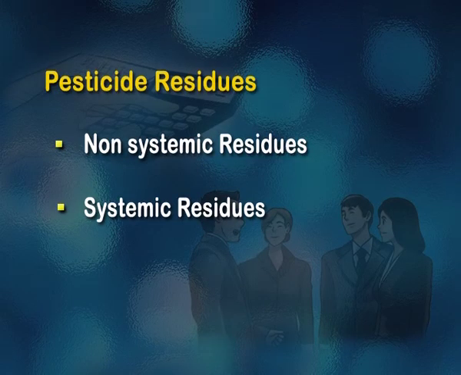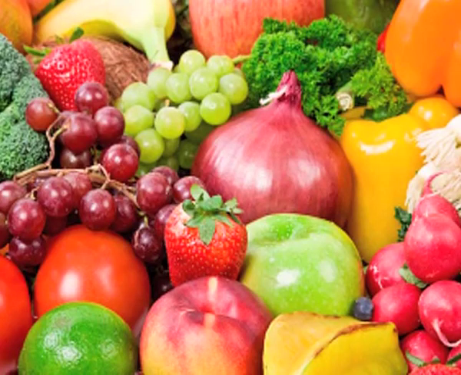Pesticide residues are again classified as non-systemic residues and systemic residues. Non-systemic residues are those which remain on the surface of foods. Once they are present on the surface of the foods, they can be removed when the food is washed. Foods are subjected to various processing methods, like washing, peeling, husking or dehusking. These methods will remove the surface pesticides, which are considered non-systemic residues.